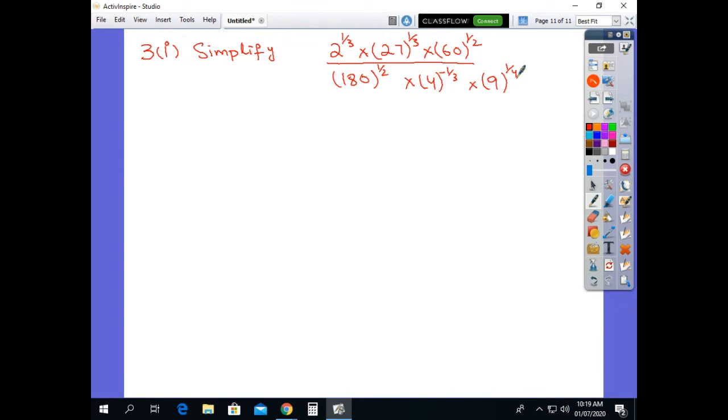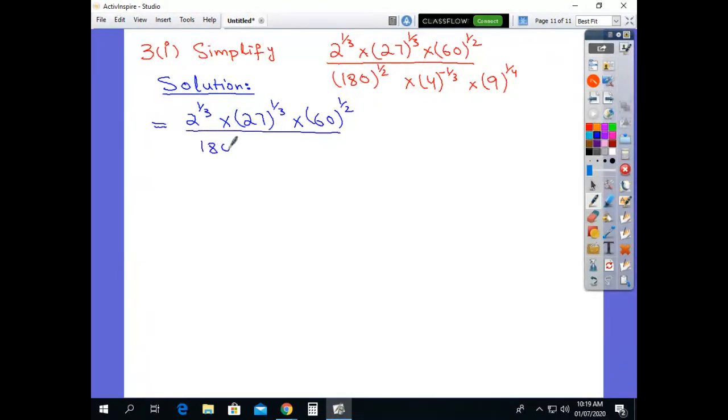How do we solve this into its simplest form? First of all, solution. We write the question again, which is 2 raised to power 1 by 3, 27 raised to power 1 by 3, 60 raised to power 1 by 2, similarly 180 raised to power 1 by 2, 4 raised to power negative 1 by 3, and 9 raised to power 1 by 4.